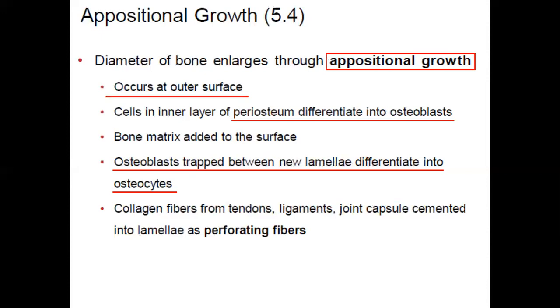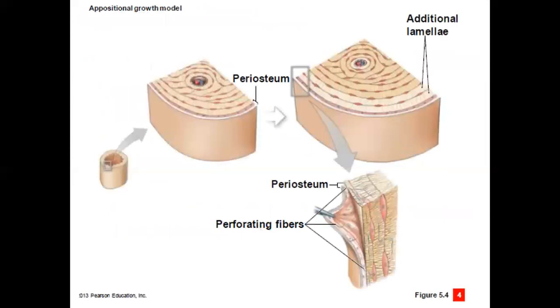And collagen fibers that form tendons and ligaments and the joint capsules basically cement into the lamellae as perforating fibers. So part of the periosteum interdigitates, it kind of winds itself through the layers of the bone with these fibers that just anchor them in place. So here they are. This is the periosteum, this outermost layer. If you peel it away, right here's the inner layer of cells that can differentiate into osteoblasts and start to build new bone here on the outer surface of the bone.